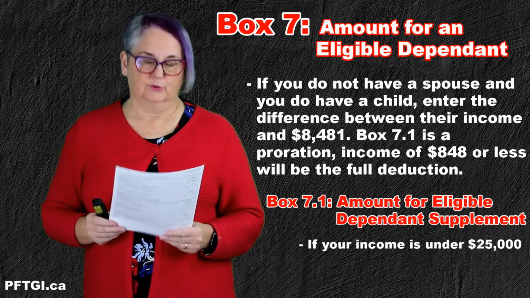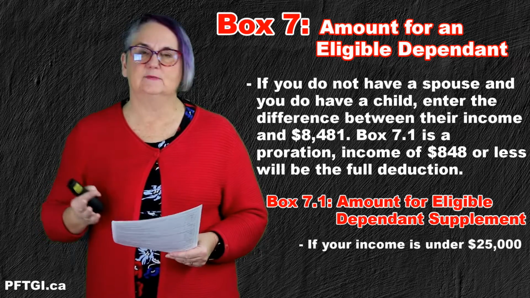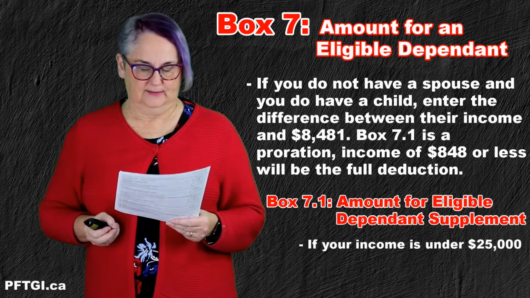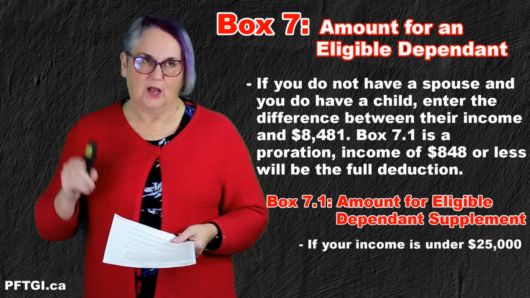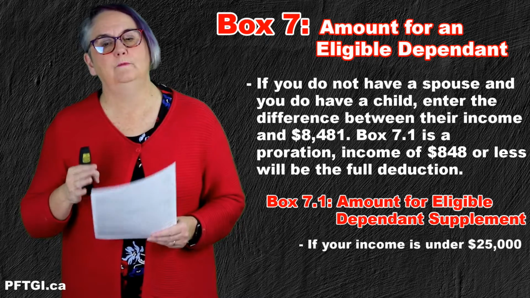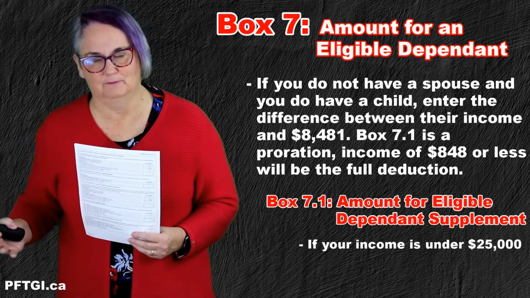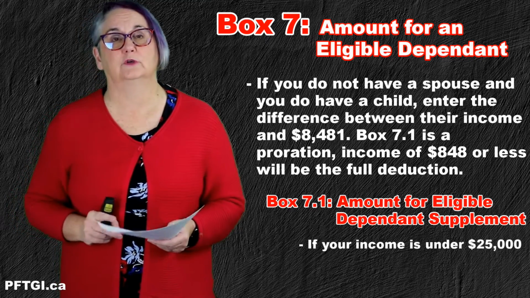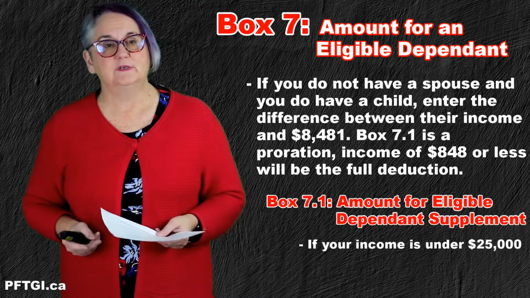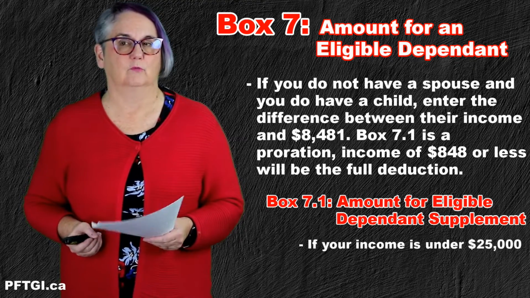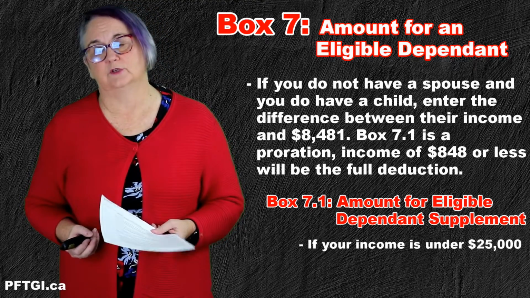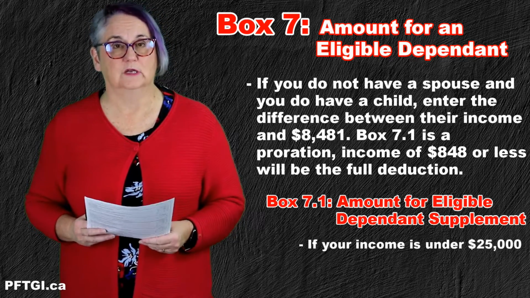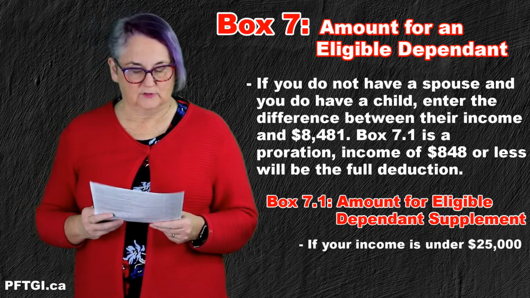Box 7, eligible dependents. And again, this is one of the boxes where I get more questions than any of the others. An eligible dependent is a child, generally, who you have and you don't have a spouse. So a single parent is entitled to claim one of their children as a dependent. And I always get the question, why, if I have 2 children, can I only claim one? The answer to that question, of course, is that it's an equivalent to married, and Canadian law only allows one spouse, so it only allows one equivalent to spouse deduction.